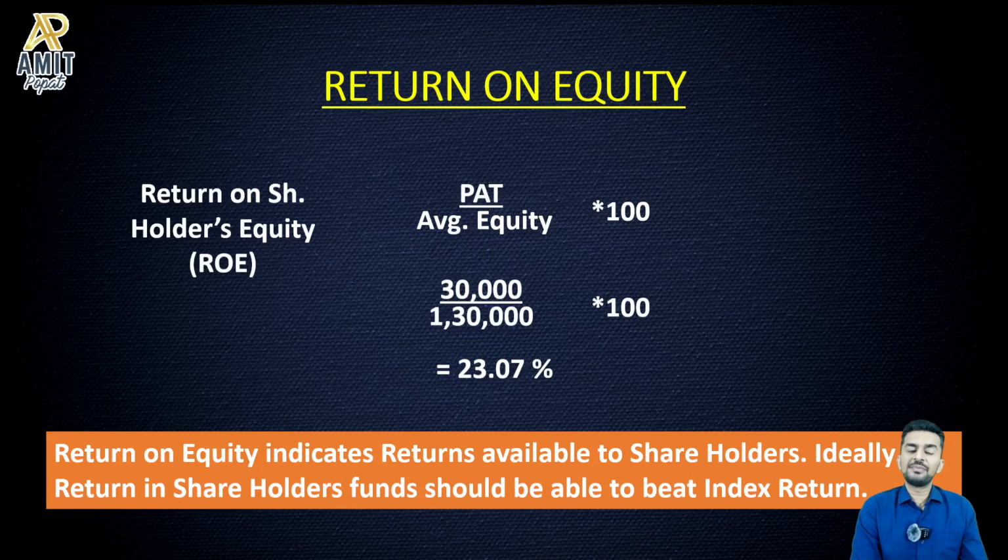Because if your company is not able to beat index returns, why should I invest in that company? I should simply buy the liquid BeES or Nifty BeES or ETF or something and I should be relaxed. Why should I take all the pain of analyzing company and so on? I will not do that. Okay. So ideally any company's ROE should be able to beat the index return, then only that company is worth investing. So this was all about profitability ratios.